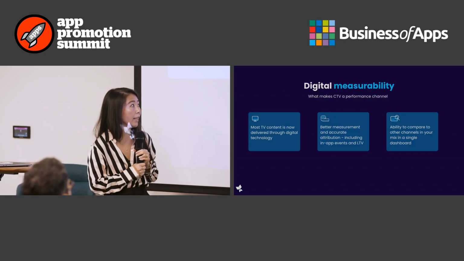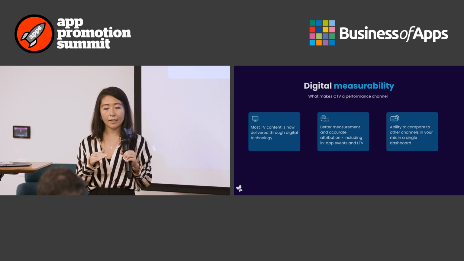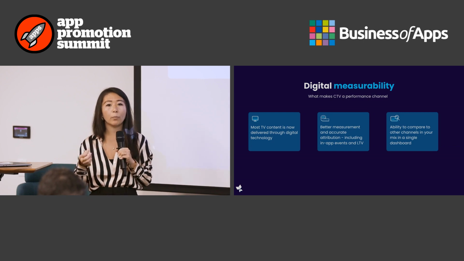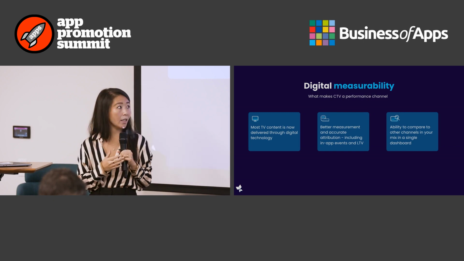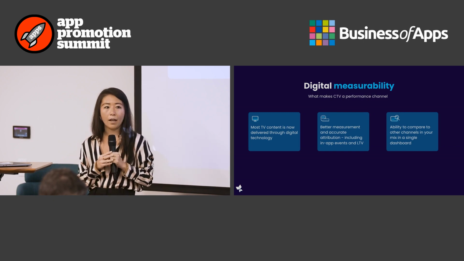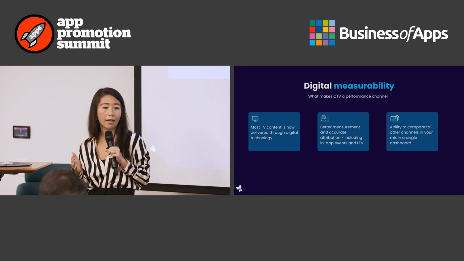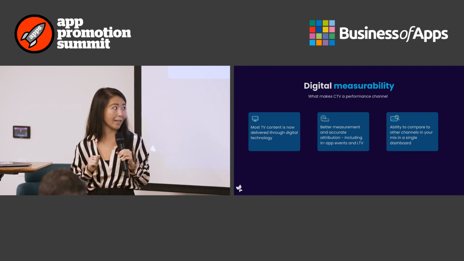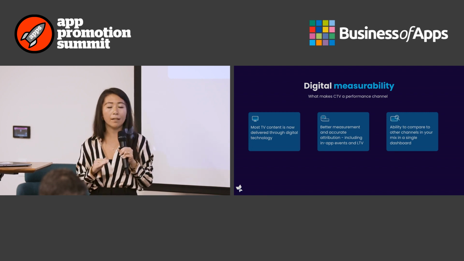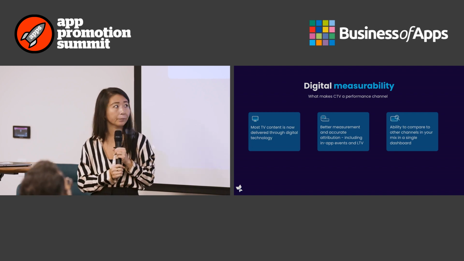And measurability has changed as well. As I discussed earlier, on the linear TV side, it's been more focused on brand. So a lot of the metrics that you're looking at are specifically frequency and reach. So it's very limited. However, with the introduction of CTV, it has more of a performance marketing angle. So you can see all of the metrics that you're comfortable with on the performance marketing side, such as LTV, in-app events, all of those user level data tied back to the CTV campaign.